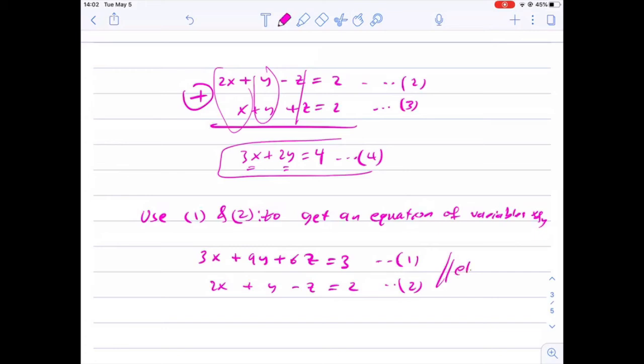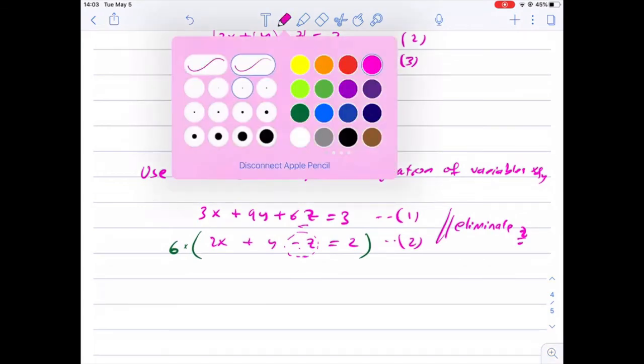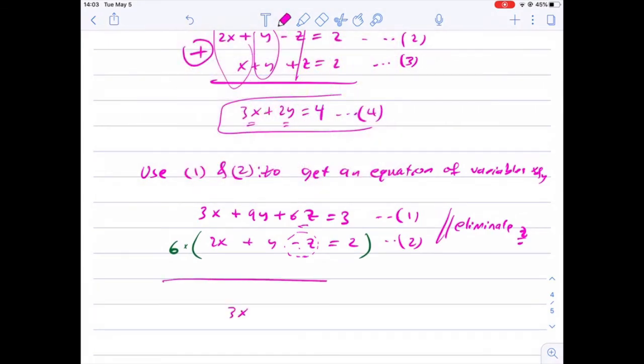Now we want to eliminate z. Now how to eliminate z? We need to get rid of z by multiplying the second equation by 6. If we multiply the second equation by 6, that means we multiply negative z by 6, it becomes negative 6z, and in the above equation 1, we have 6z, that's 0. So let's multiply the second equation by positive 6. Now we get the following system.